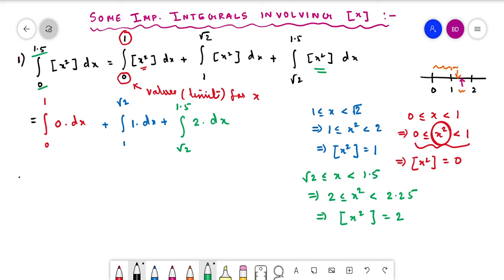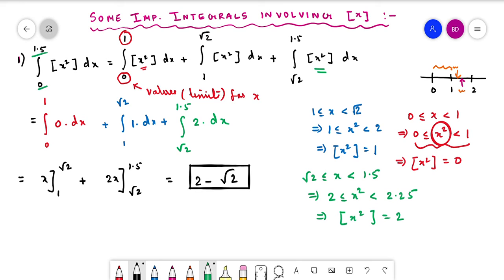If you now calculate it, this first part is 0. The integration of dx is x with limits 1 to root 2, and this is 2x with limits from root 2 to 1.5. If you calculate the value, it will come to 2 minus root 2. So this is the answer. This is the first integral that we calculated.